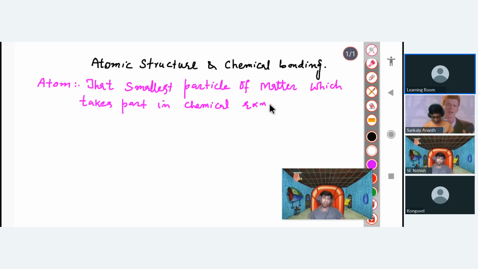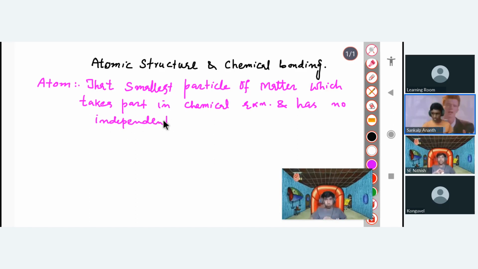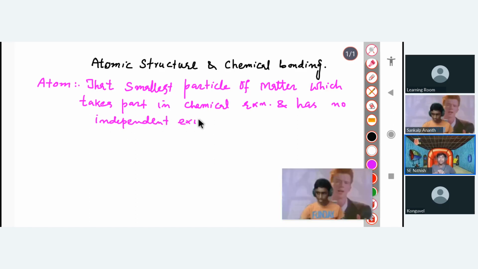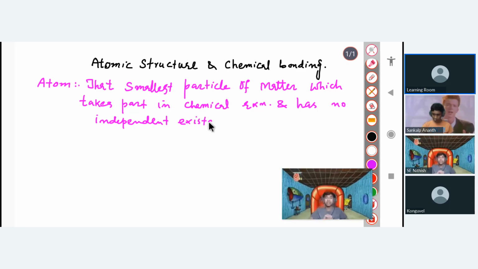You will write like this and remember that an atom is that smallest particle of matter which takes part in chemical reactions and has no independent existence. Can you tell me what you mean by independent existence? Sir, it can't exist independently. Exactly. For example, if I talk of hydrogen, how does it exist? It exists as H2. Exactly. Oxygen also exists as O2.